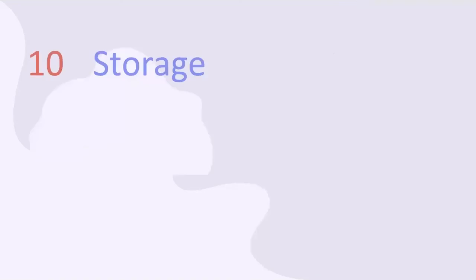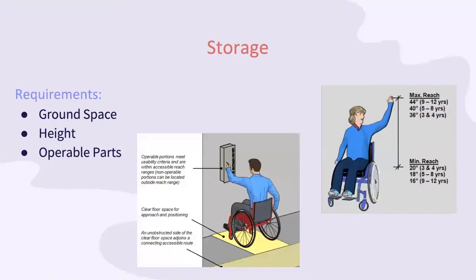Finally, we have storage. Storage does not have very many requirements. In general, storage just needs to have accessible ground space like we already discussed, and the height must comply with the reach ranges specified in Chapter 3. And the operable parts must comply with requirements in Chapter 3. Like we discussed in the kitchen, you usually need to be able to use things with one hand, and you don't need to pinch or grasp too tightly, or too much force isn't required.